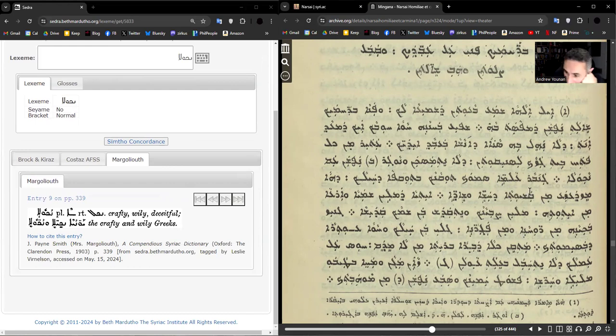So we're going to have to sell ourselves to the devil if God doesn't share his graces with us, his mercies with us.